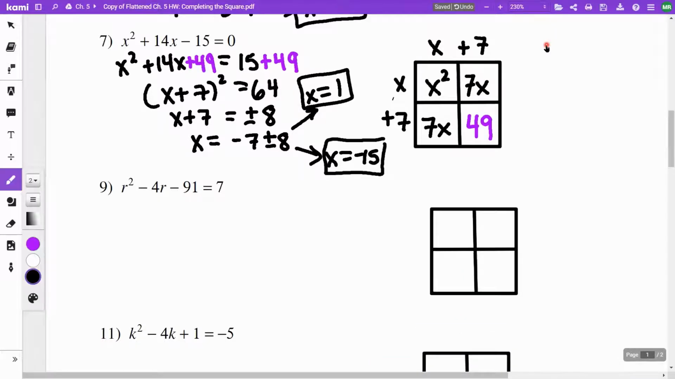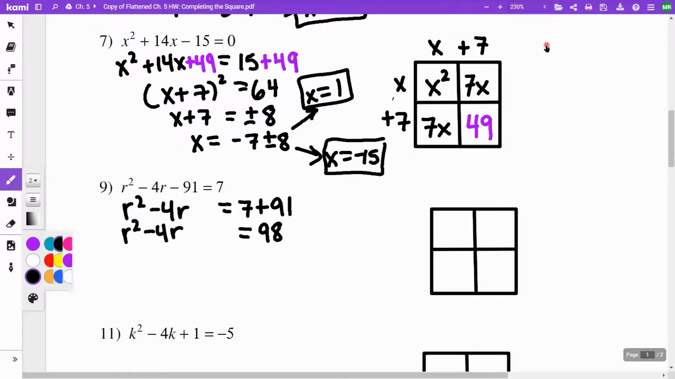On number 9, I have r squared minus 4r. I have a 7 on the other side. I'm also going to add the 91 on. Okay, so I'm going to have r squared minus 4r is equal to 98. I'm going to need to figure out what I'm going to put there.